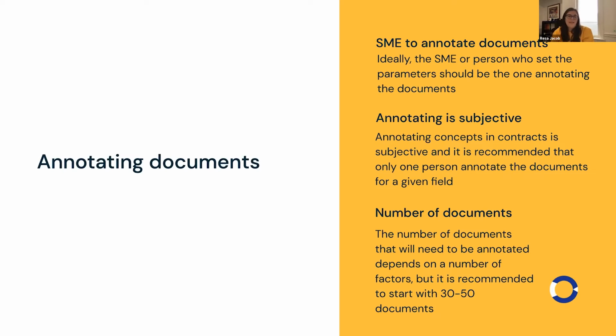So annotating documents is subjective, especially for legal concepts, even for non-legal concepts. So it is recommended that only one person annotates the documents for a given field. So this will ensure consistency, which is important when training AI models. So an example is if you were looking to build a field to capture the concept of the contract term.